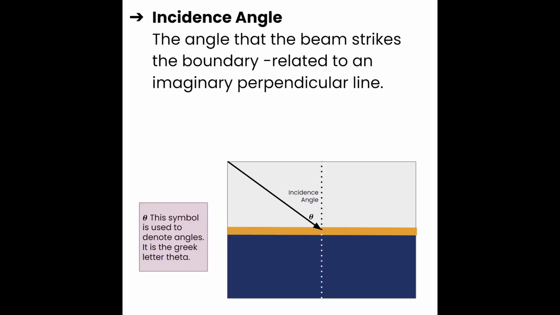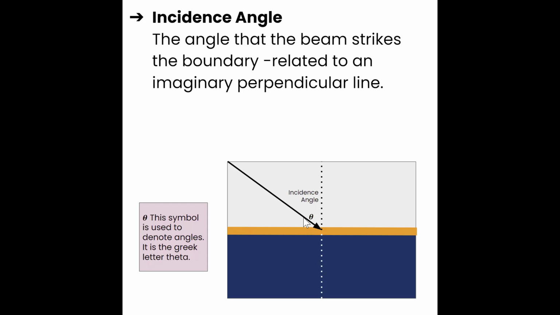Building on incidence, we can talk about a few more pieces of the puzzle. When we consider how the beam is coming into the boundary, that is the incidence. If we compare the line of the sound beam to an imaginary perpendicular line, the angle that is created between the two is the incidence angle.